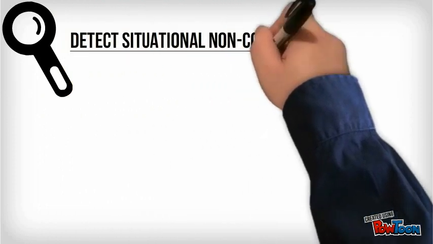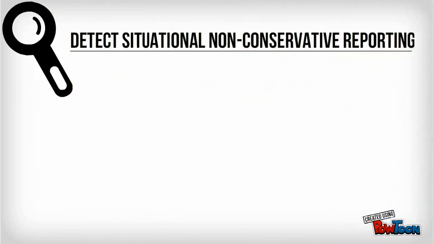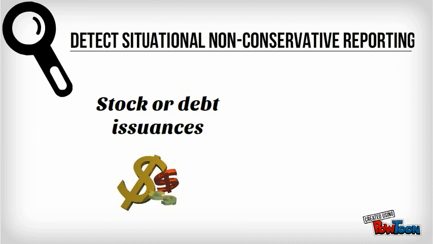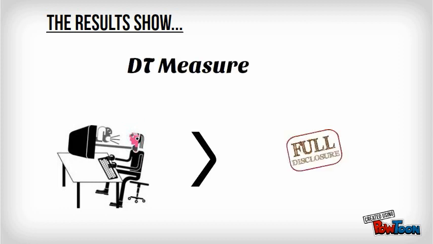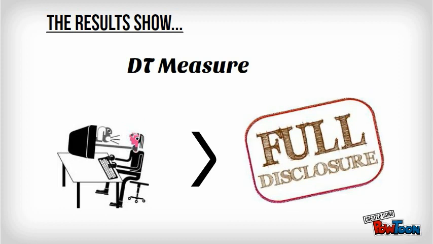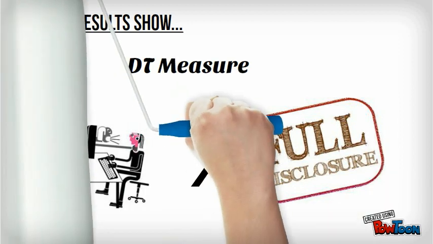Finally, the ability of the DT measure to detect situational non-conservative reporting is investigated. Situational non-conservative reporting suggests that during periods preceding stock or debt issuances, firms seek to improve their reported performance by managing earnings. The results show that the DT measure for the aggressive reporting group is higher than for the conservative control group. This indicates a big measurement error in the DT measure.